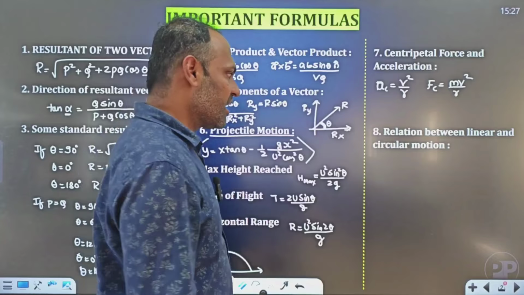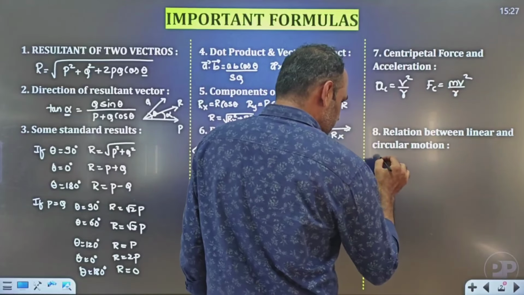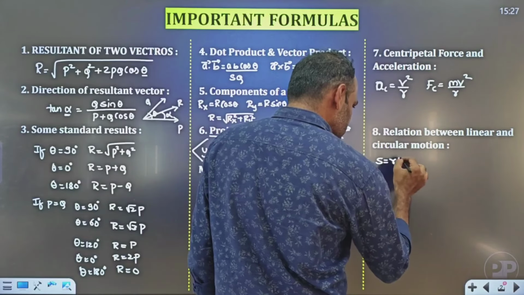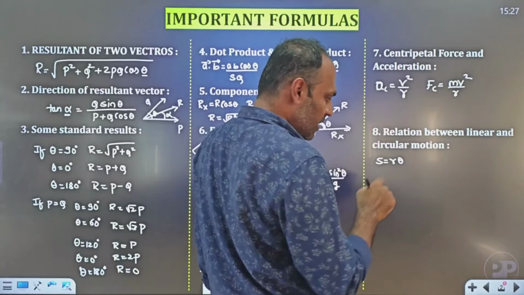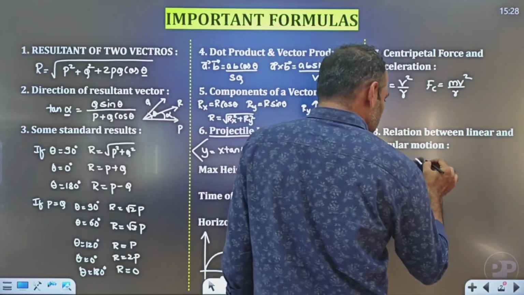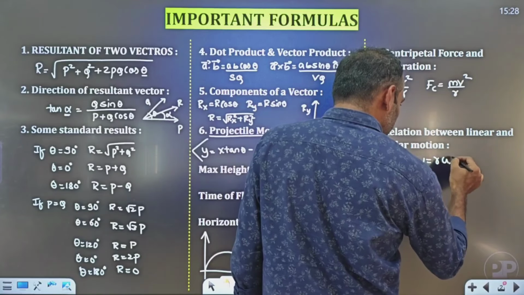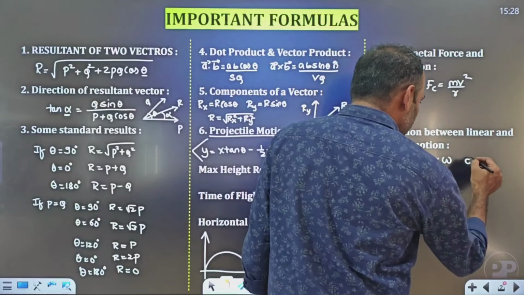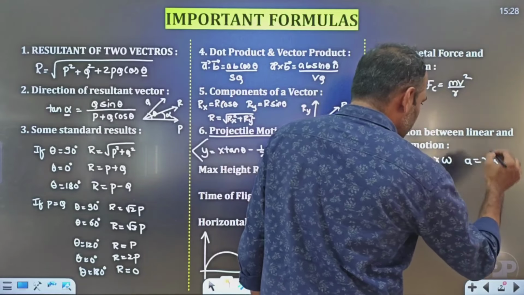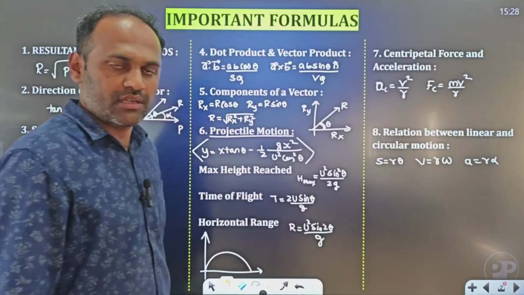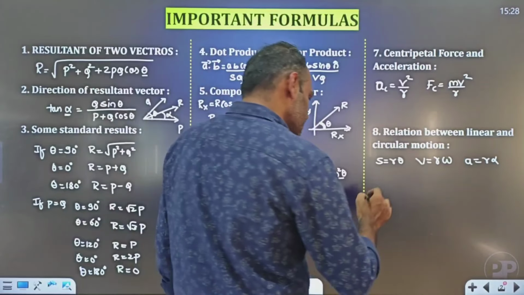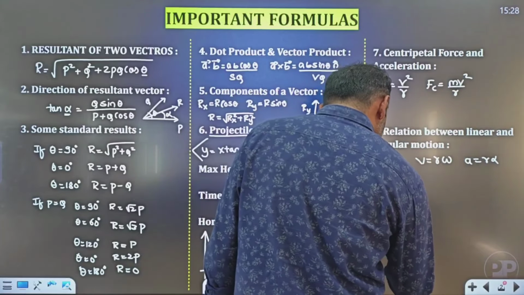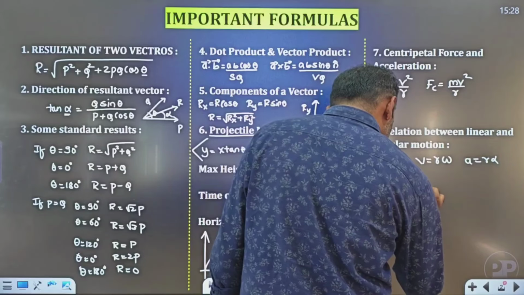In the relation between linear and circular motion, you know, right? S is equal to r theta, where S is linear displacement, theta is angular displacement, r is radius. V is equal to r omega, where V is linear velocity, omega is angular velocity, r is radius. A is equal to r alpha, where A is linear acceleration, alpha is angular acceleration, r is radius. Next, after that we'll see the formulas of horizontal projectile also.